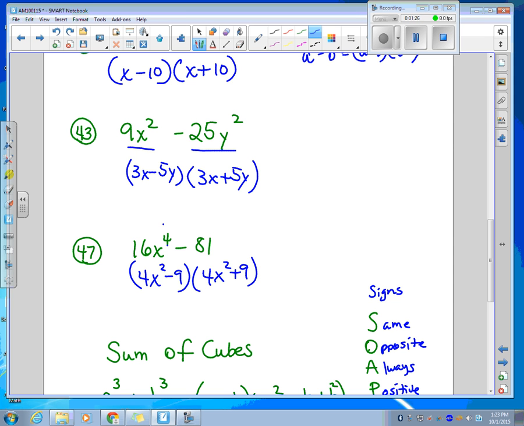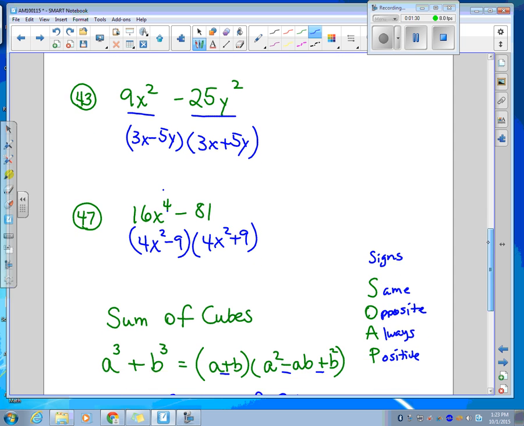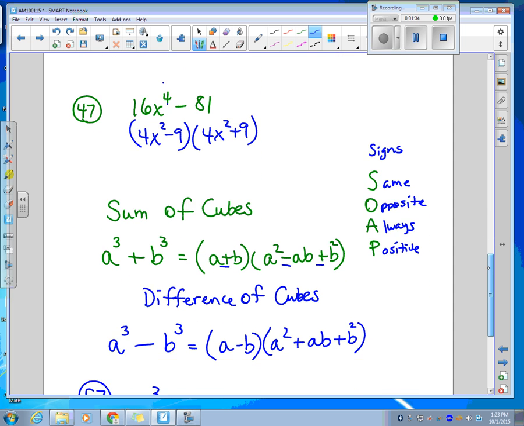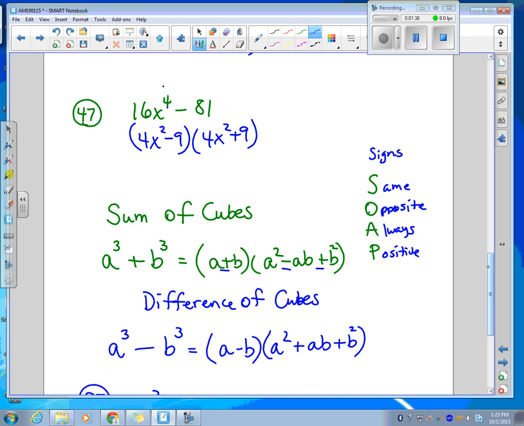Okay, now we're going to come to the cubes. And there is a pattern for the cubes, and some people have a hard time with it. So again, some people remember the acronym SOAP. And SOAP stands for same, opposite, always positive. And that's talking about the sign.